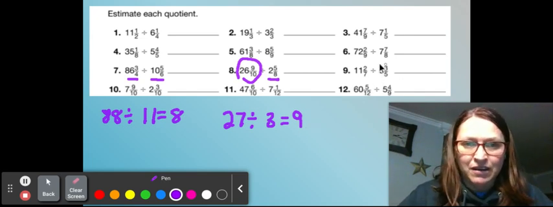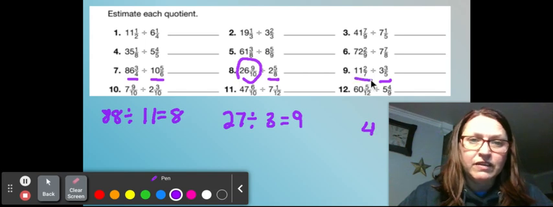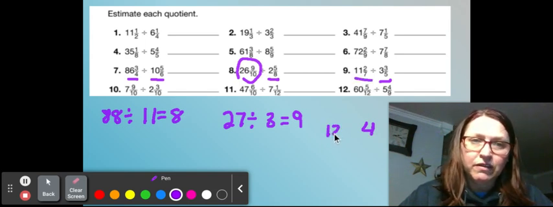Let's look at number 9. 3 and 3/5. I'm going to say that's close to 4. So 11 and 2/7 is close to 12. 12 divided by 4 equals 3.